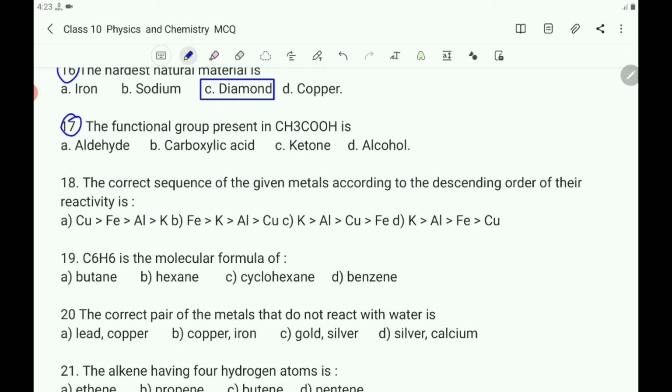That is from chemistry. The functional group present in CH3COOH. The functional group is this one, COOH. That is called the carboxylic acid group. Carboxylic acid. So what is the answer here? The answer is carboxylic acid.